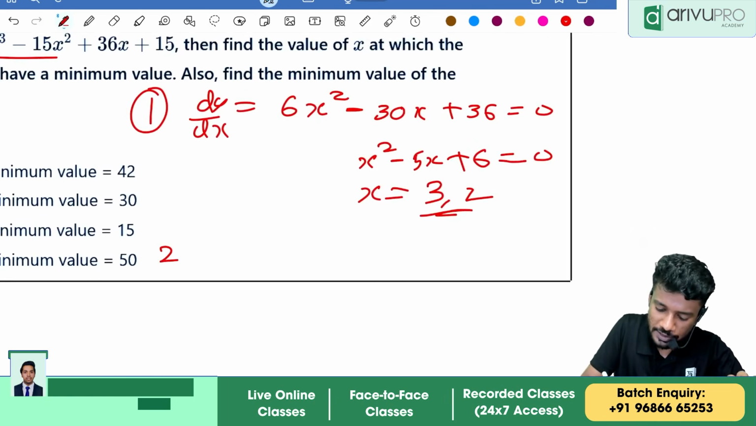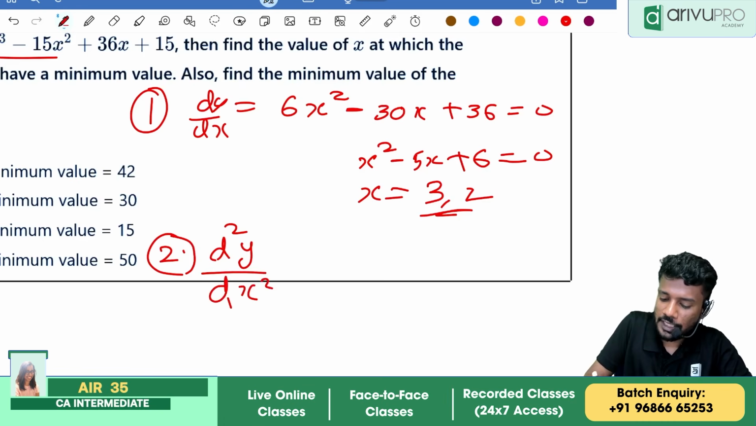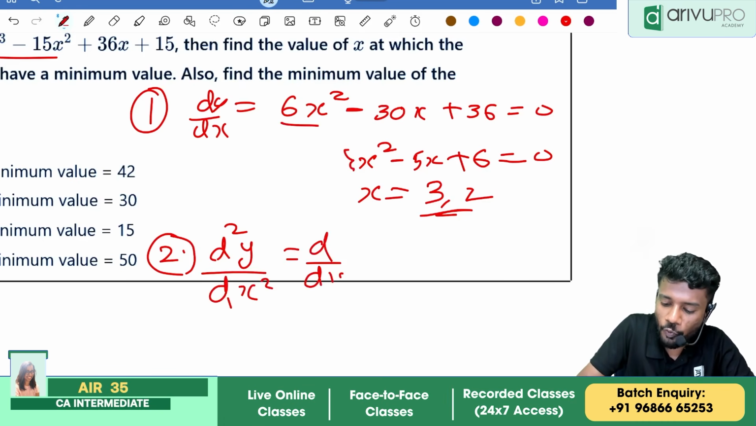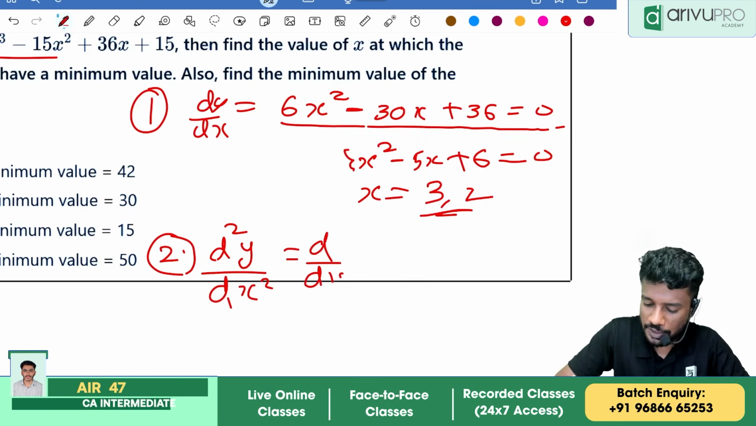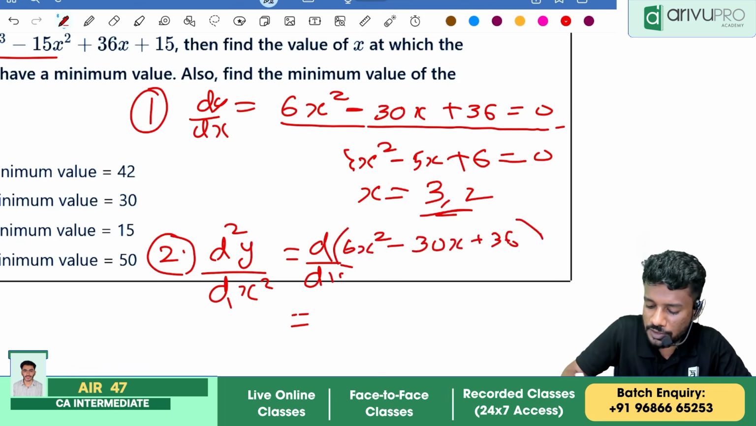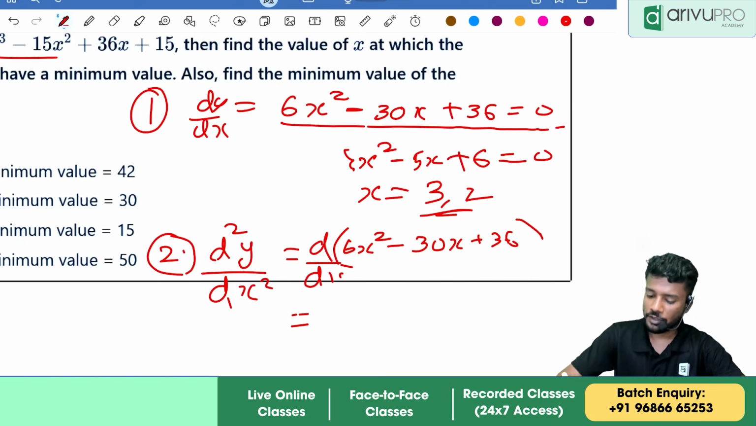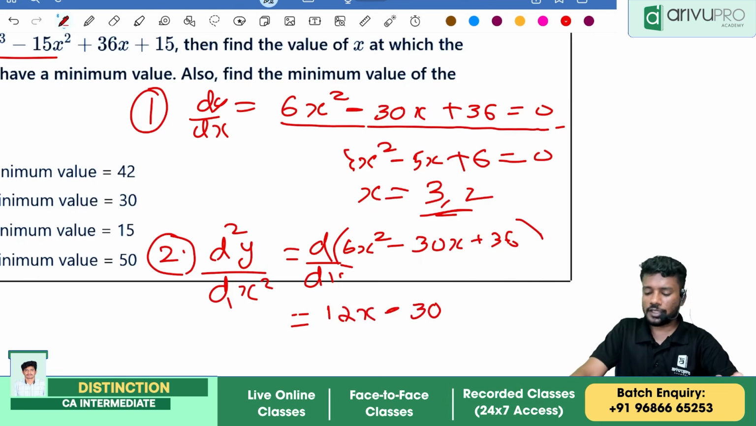Now, the second step is nothing but we need to find the second derivative. That is nothing but the derivative of what? Will you take this one? No. We should take the same thing we got in the first step. That is 6x square minus 30x plus 36, whose derivative we should take. How much is the derivative of 6x square? 12x minus 30 is our thing.